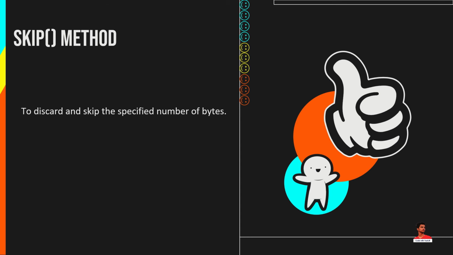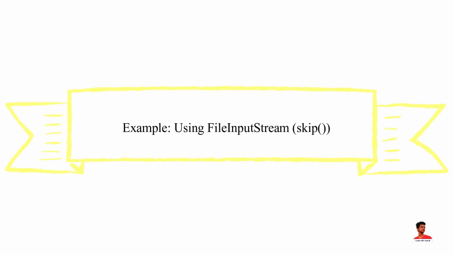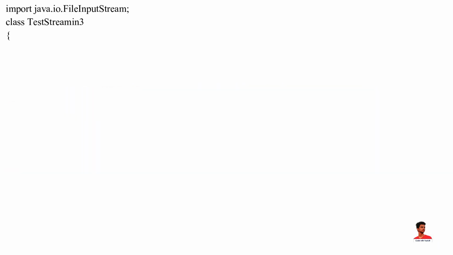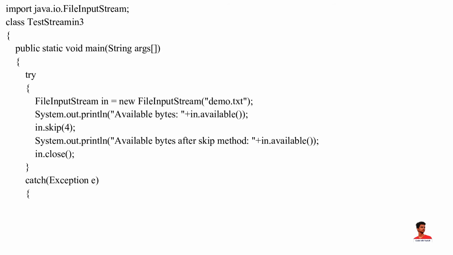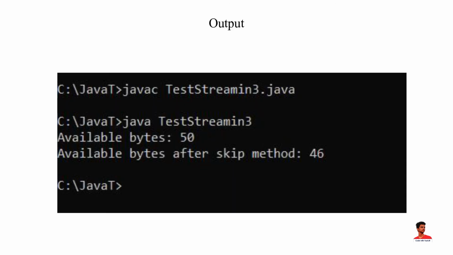To discard and skip the specified number of bytes, we can use the skip method. In this example, we have used the skip method to skip 4 bytes of data from the file input stream. Hence, 4 bytes are skipped from the input stream.